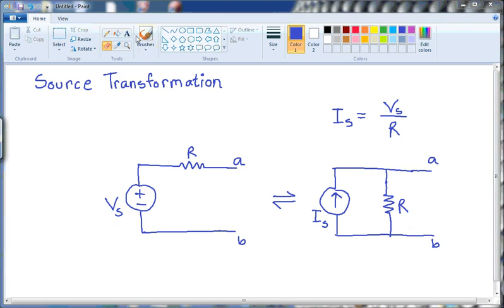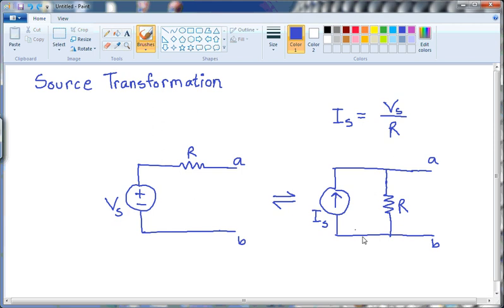Okay, one thing is very important here. When you are transforming a voltage source into a current source, always keep the direction of the current source, the arrowhead of your current source, towards the positive direction of the voltage source, so that the direction of your current in both the circuits will remain the same.